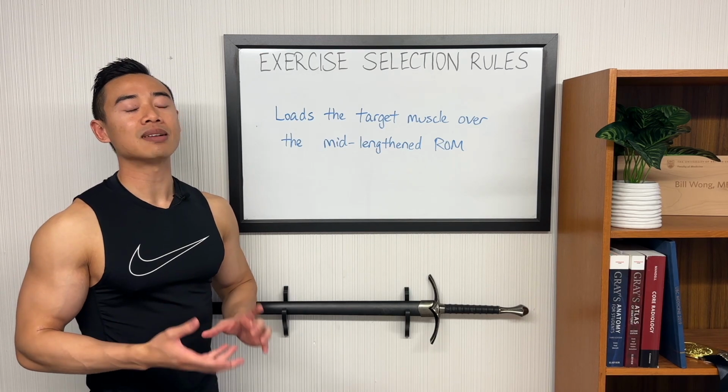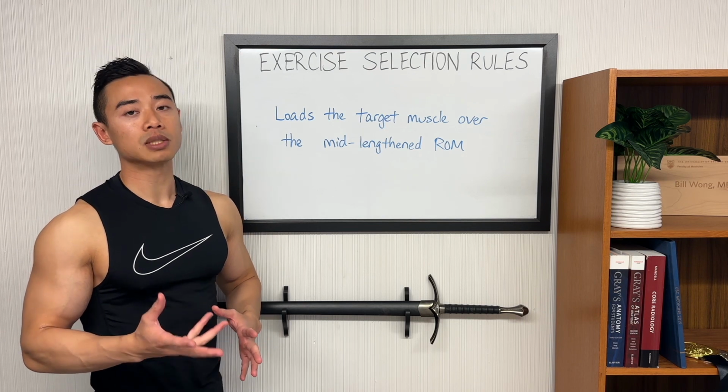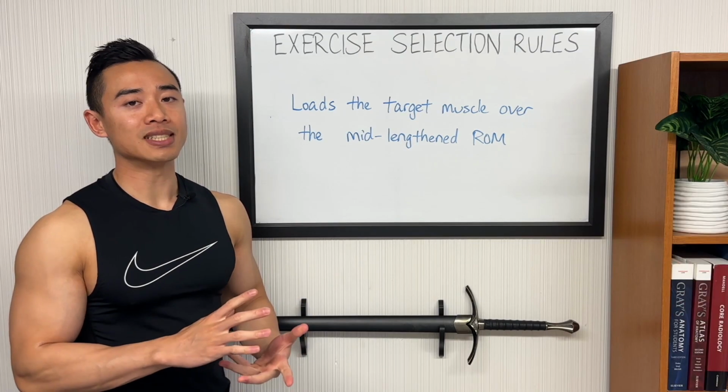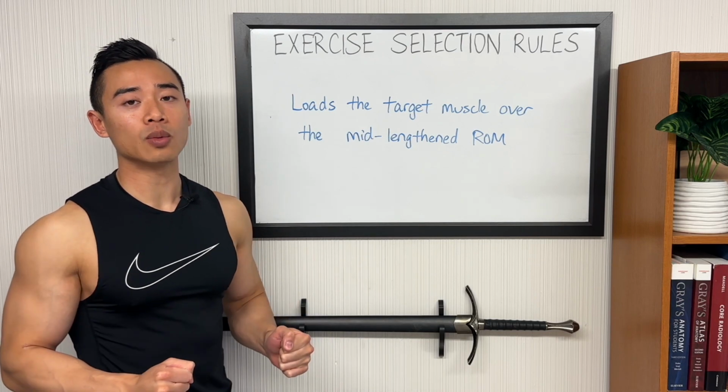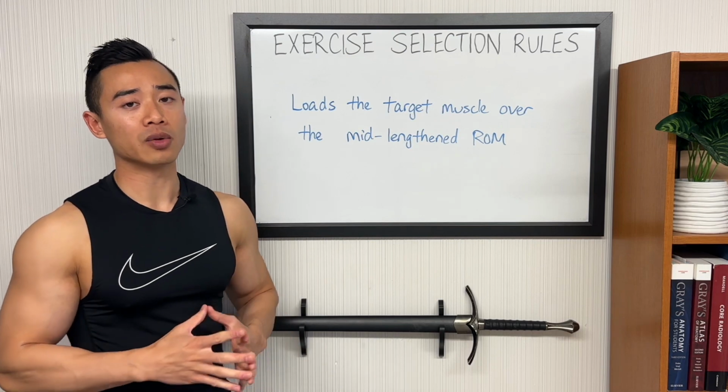Now keep in mind that you don't have to have exclusively stretch type exercises in your program, but where possible, you want to make sure that you are loading the muscle in that lengthened range of motion. So for instance, if you're looking at a rowing machine and you find one where it doesn't actually allow you to get a full range of motion at the bottom, that's probably not going to be optimal.